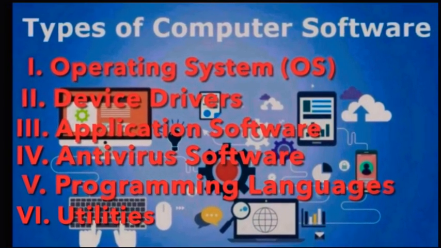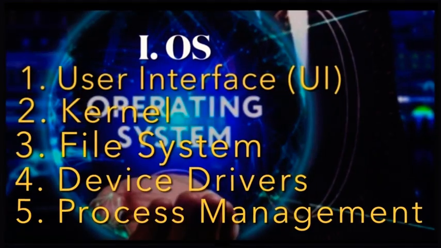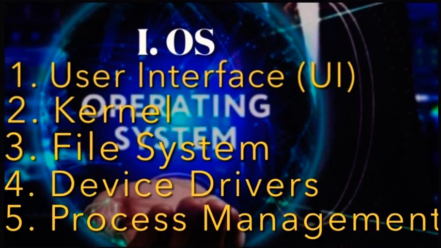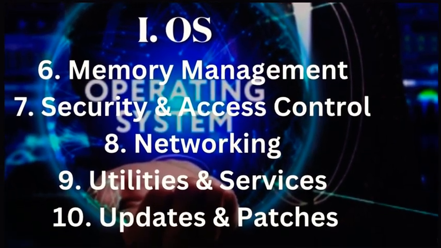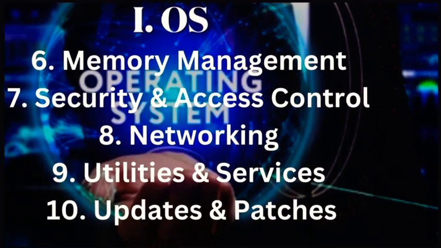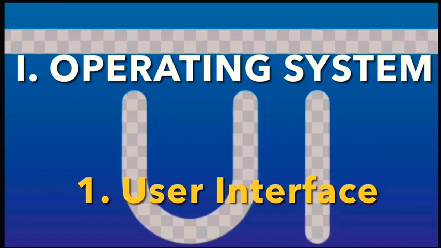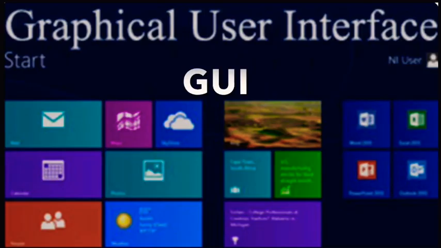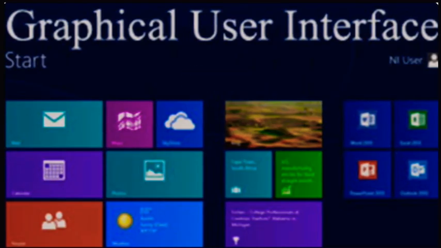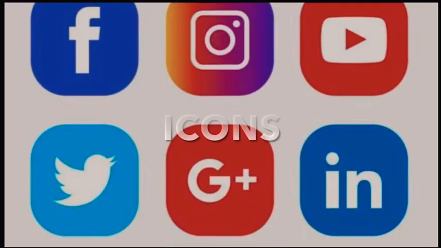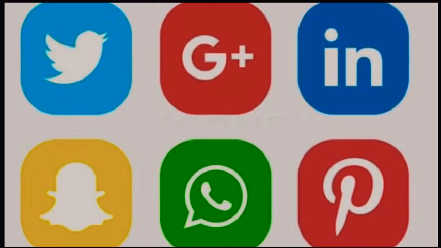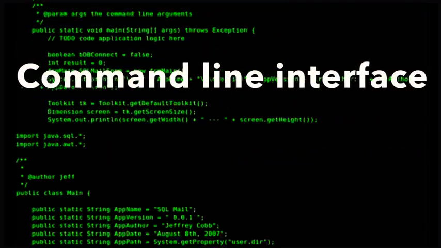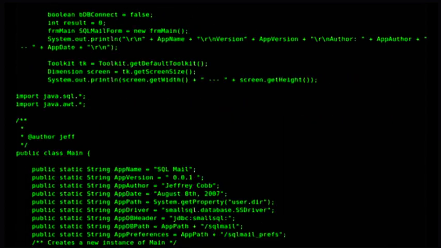Operating system, or OS. An operating system is software that manages computer hardware and software resources, and provides various services for computer programs. Here are key aspects of operating systems. User interface, or UI. Operating systems offer user interfaces for interaction. Graphical user interfaces, or GUIs, like those in Windows and macOS, use visual elements like icons and windows. Command line interfaces, or CLIs, as in Linux, allow users to interact with the system through text commands.